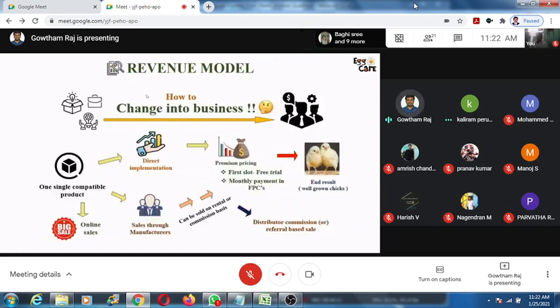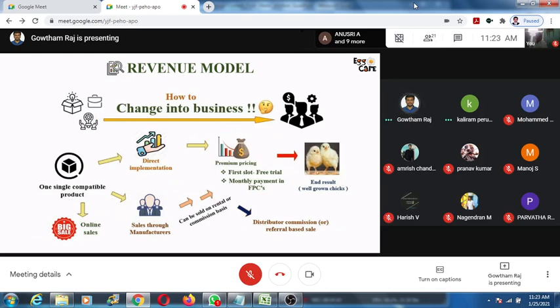So what kind of revenue can we reach through this product? With one single product, we can reach the customers in three different ways: online sales, either direct implementation to the customers, or sales through the manufacturers. When we directly implement, we'll use a premium pricing process. Like the first lot is a free trial, they'll get benefited and they'll be much happier to buy the product. We can also offer monthly installments to the farmer producing companies. While selling in that association, we can get the amount through monthly installments. And we can sell through the manufacturers on a rental or commission basis. We can also give a commission, as mentioned earlier, distributor commission of 15%. All these things entirely lead to good seed production and also good profit.